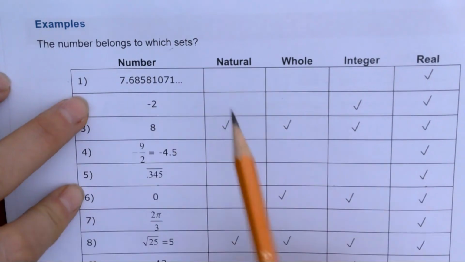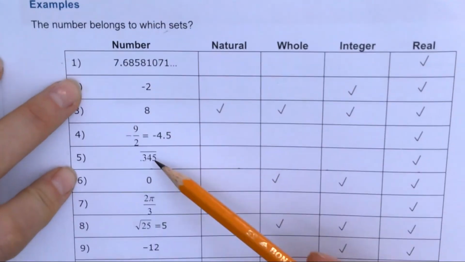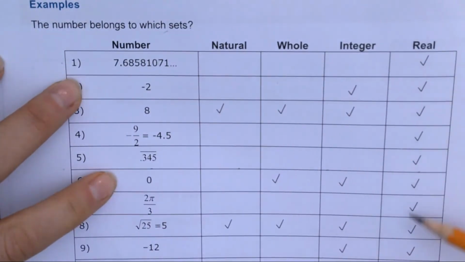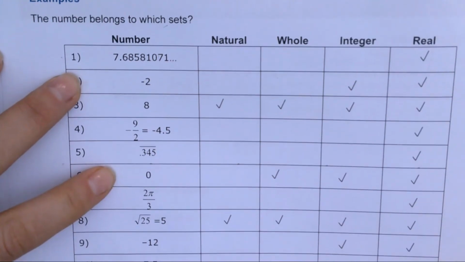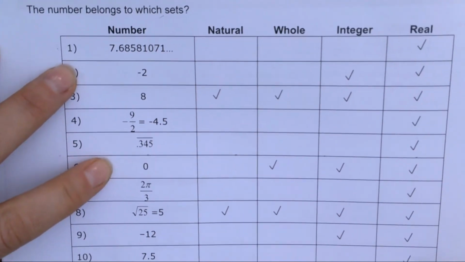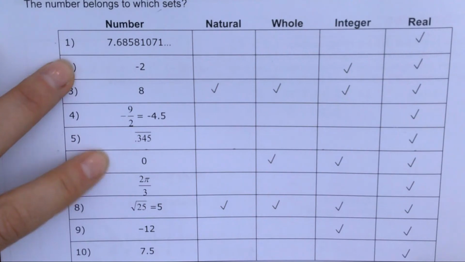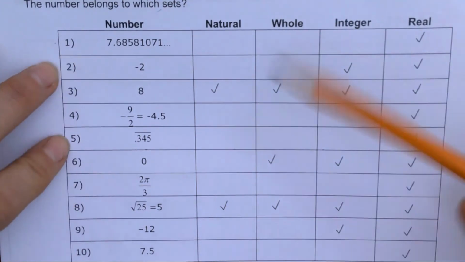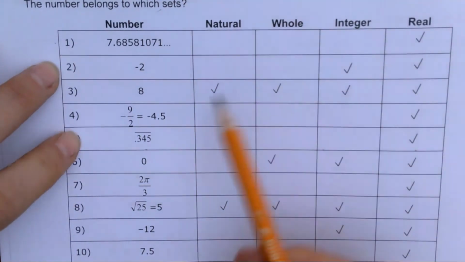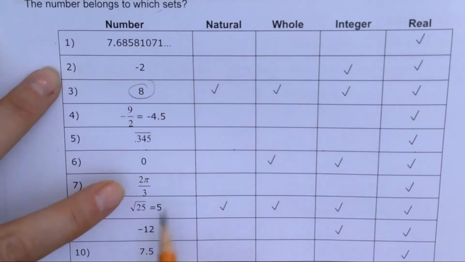So if you look at all these numbers, you can say they're all real numbers because all the numbers in this course we're going to deal with are going to be real numbers, all right? But some of them are only natural numbers, the ones that we teach a child. 8. Oh, this one's a natural number.